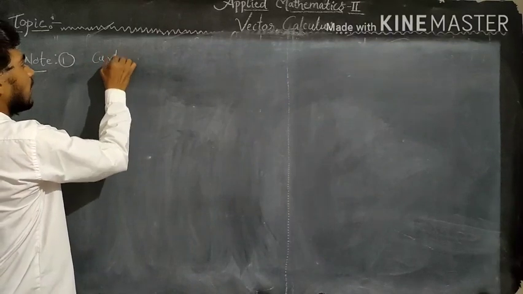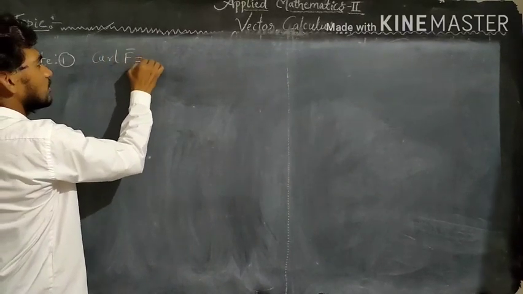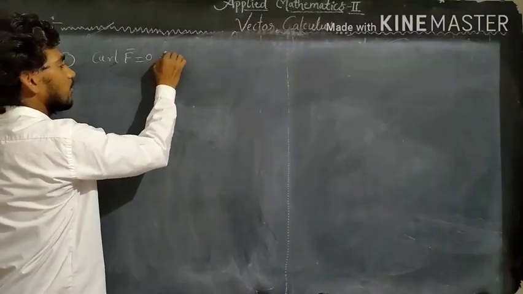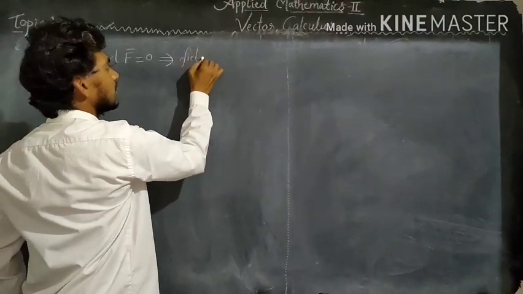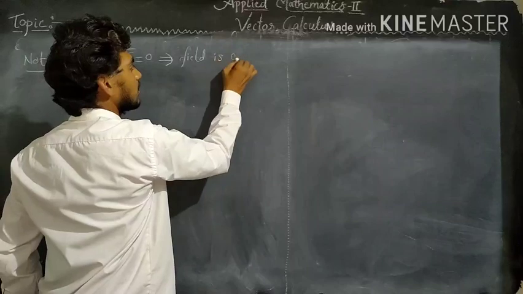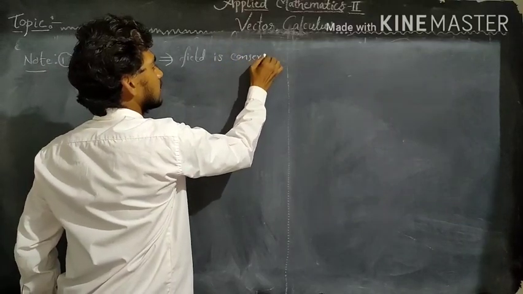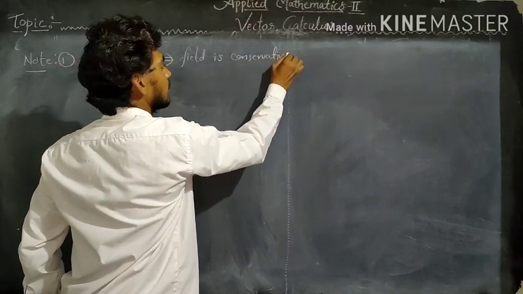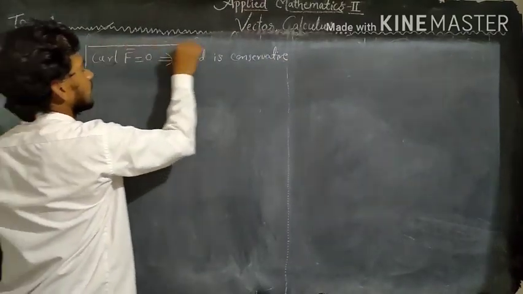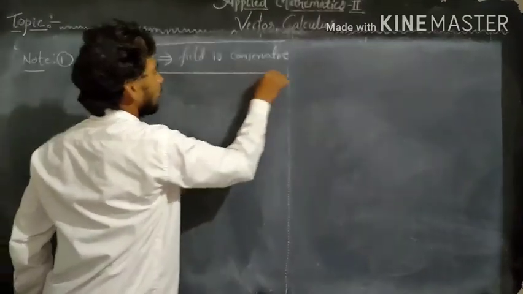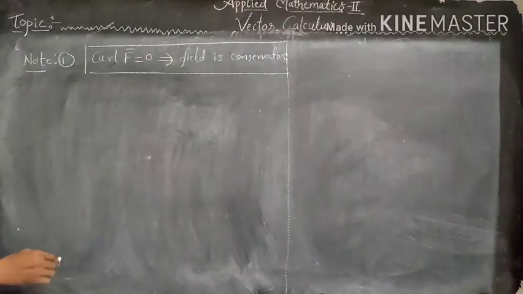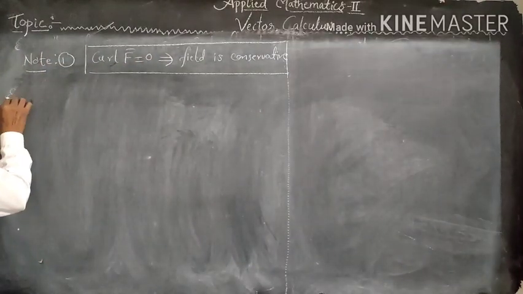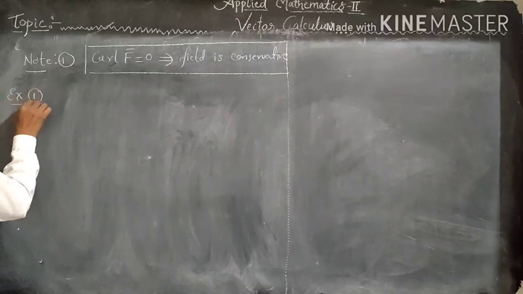Curl of a vector f equal to 0 implies the field is conservative. This important note is useful in the next example. So let's start the first example.